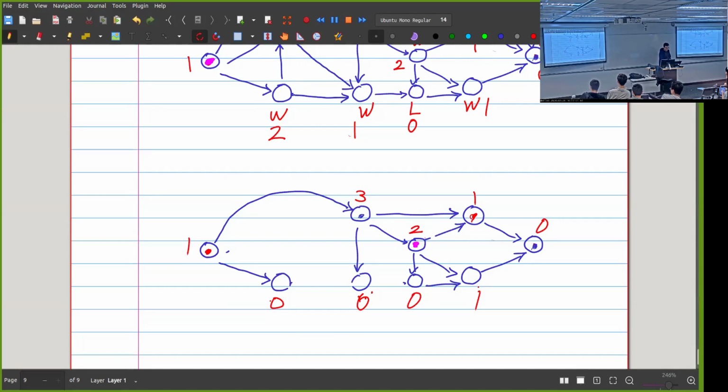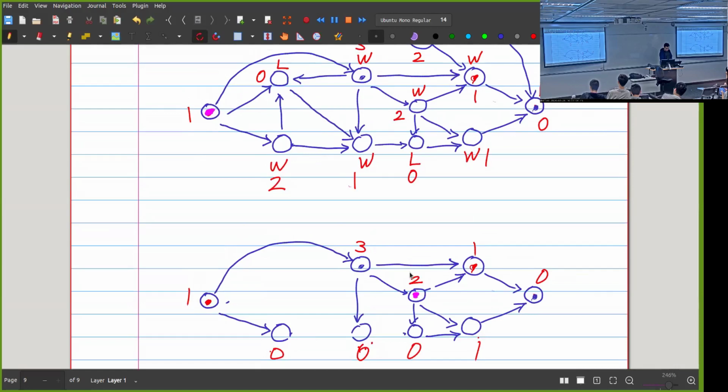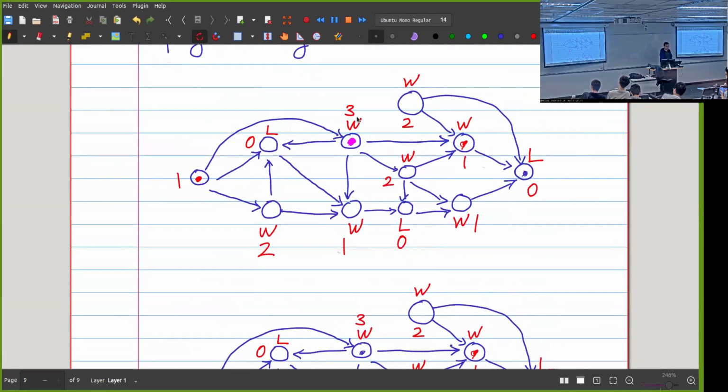Now I can just take the XOR of my numbers. I can take the XOR of 1, 2, and 3, and that XOR is 0, so I know that this is a losing state. Now, what is the proof that this actually works? Well, the proof is just going to be simulating nim. Okay, so you're playing this game, but just imagine in your mind that you're actually playing nim.